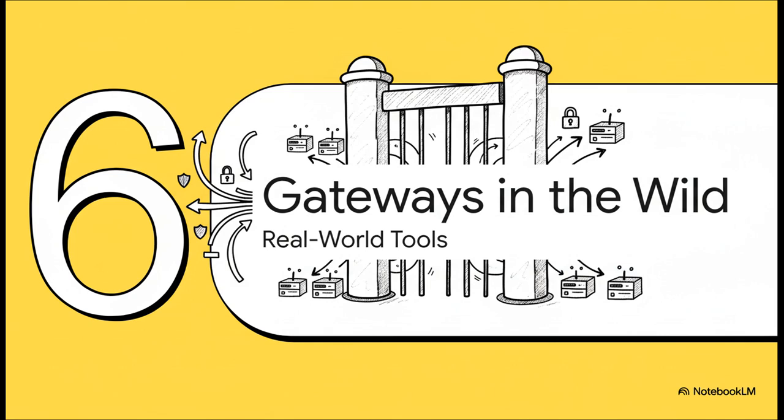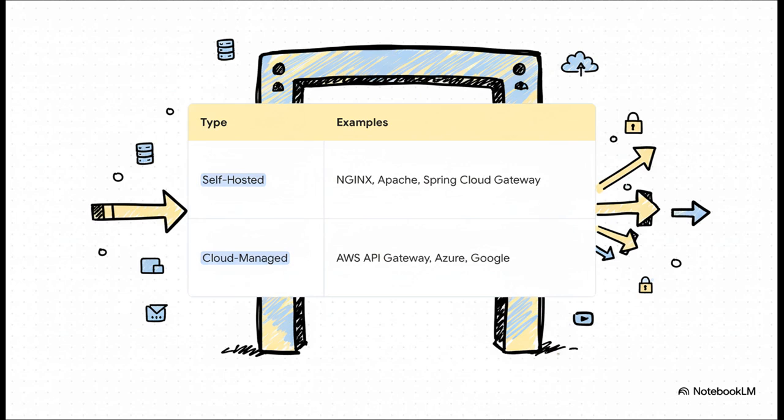So this all sounds great in theory, but how does this actually work in the real world? Well, this isn't just some abstract concept. It's all powered by real tools that developers use every single day. You basically have two main flavors to choose from. You can host your own gateway using powerful software like NGINX or Spring Cloud Gateway that gives you maximum control. Or you can use a managed service from a cloud provider like AWS, Azure, or Google, and they handle all the tricky infrastructure stuff for you.